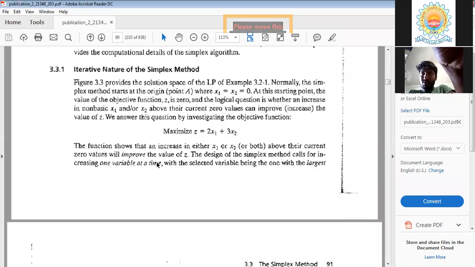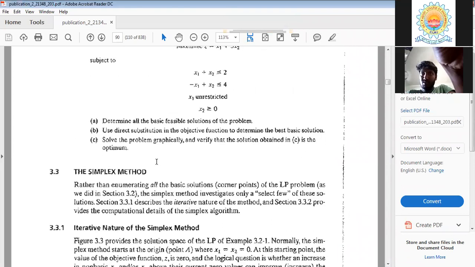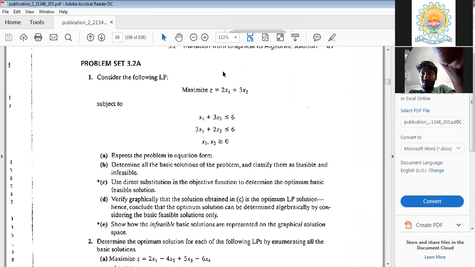Now, if you go to this particular problem: maximize z is equal to 2x1 plus 3x2, subject to x1 plus 3x2 less than or equal to 6, 3x1 plus 2x2 less than or equal to 6, and express the problem in equation form. First of all, determine all the basic feasible solutions of the problem, and classify them as feasible and infeasible. Use direct substitution in the objective function to determine the optimum basic feasible solution.